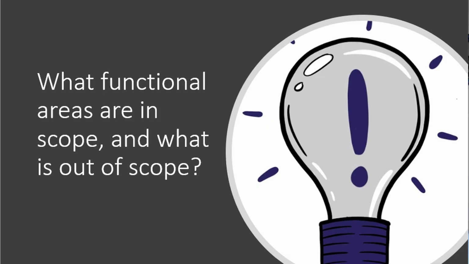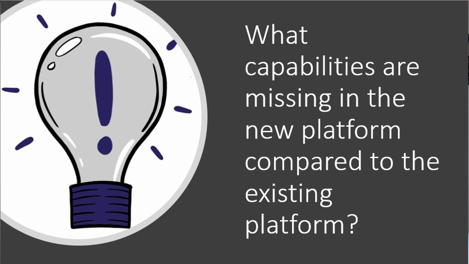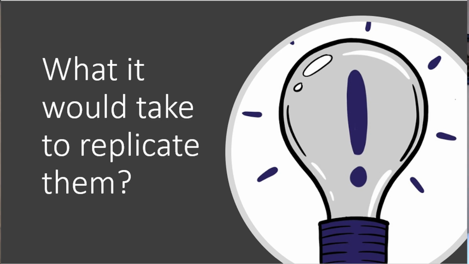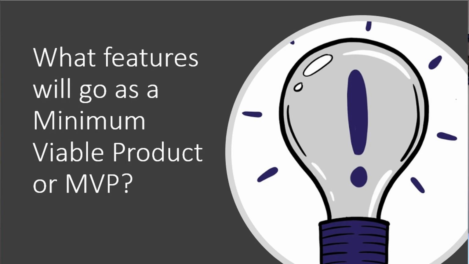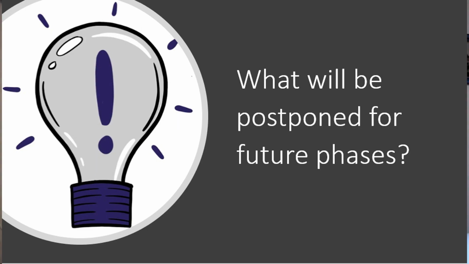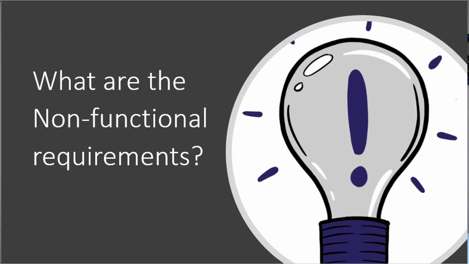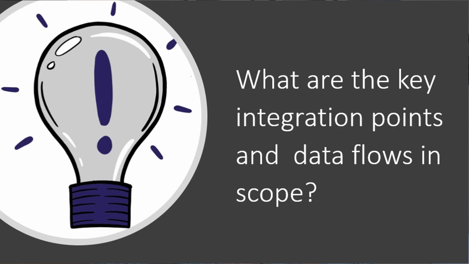What functional areas are in scope and what is out of scope? What capabilities are missing in the new platform compared to the existing platform and what would it take to replicate them? What are our recommendations on process automation and optimization? What features will go as a minimum viable product or MVP and what will be postponed for the future phases? What are the non-functional requirements? What are the key integration points and data flows in scope?